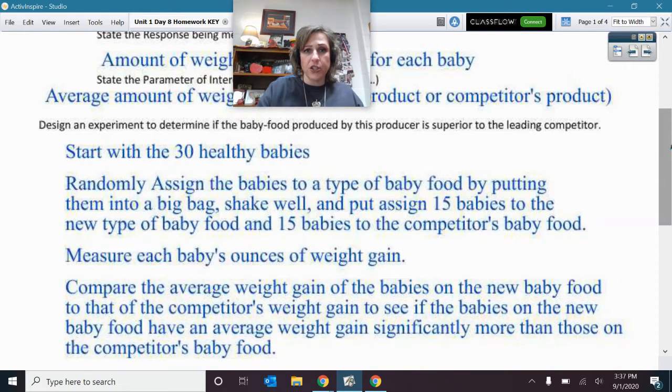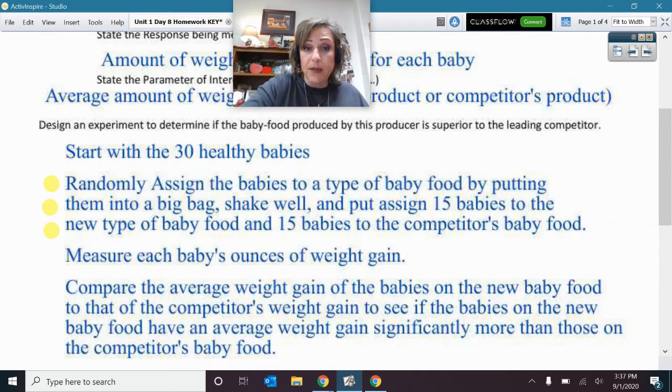So here we go. Here's our SRAP Me capped. Start with the 30 healthy babies, okay? So start with the subjects that you have. And then this next section, I combine 3 things together. The randomly assign them with a big bag, the asterisk, which is the shake, shake, shake your bag up so you randomize it. And then the T, treatments, state your treatments very well. So see, look, I've got all 3 of those right here.